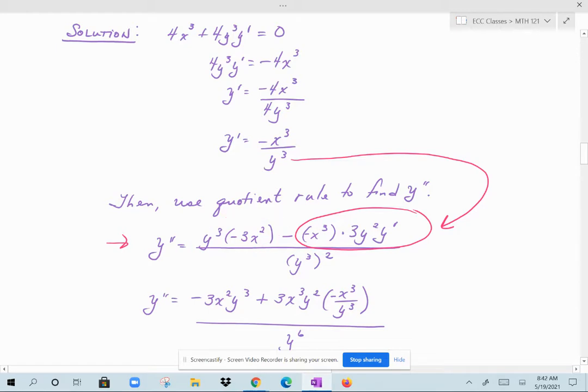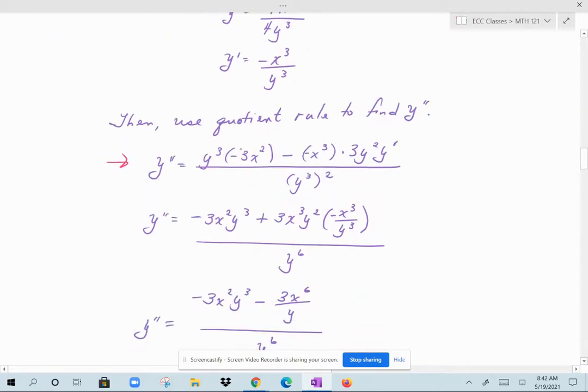In other words, follow y prime with your derivative of anything regarding y. So if it's y cubed, you get 3y squared y prime. But when it was just y, then the derivative would just be y prime. Okay, so we can do some simplifying. So this first term just becomes negative 3x squared y cubed. The second one becomes a positive because I have a double negative here. So that becomes plus 3x cubed y squared.